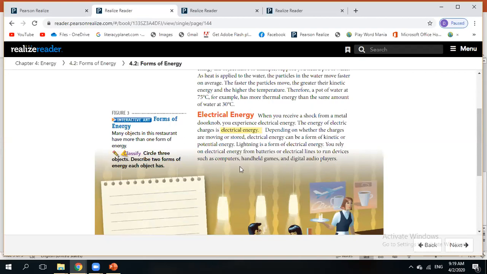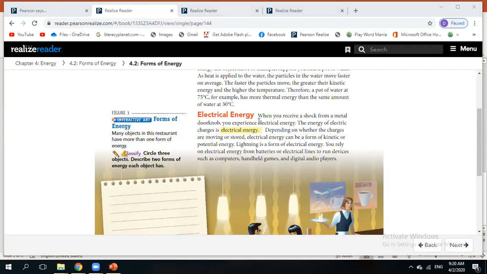Again, girls, do you remember when we said the two basic types of energy are kinetic energy and potential energy? These are the two basic kinds. So I can say that for any other form of energy, if it has motion, it's kinetic energy. If it's at rest, or if it's stored, it's potential energy. So electrical energy, if it's just stored, is potential energy.